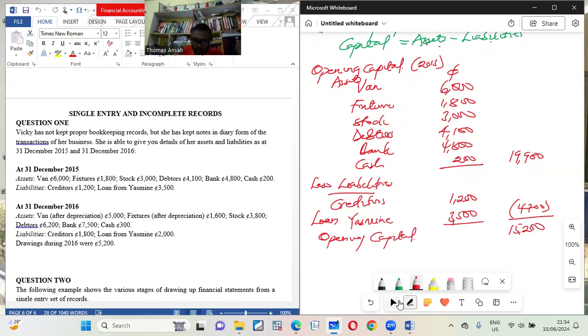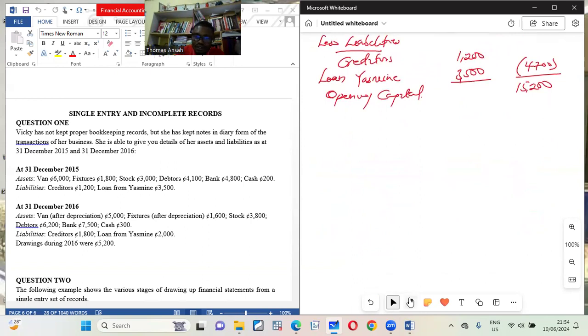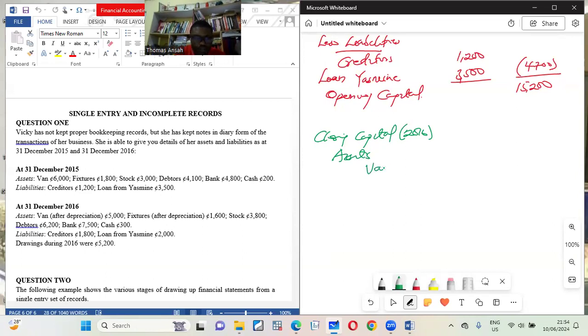Then let me look for my closing capital. For that one too, I have all the information. Closing capital is the one for the current year, 2016, right? For that one too, I have assets. The assets are, I have a van, and the van after depreciation. Fixtures also after depreciation, everything after depreciation. So that is the net book values that we are picking, okay?